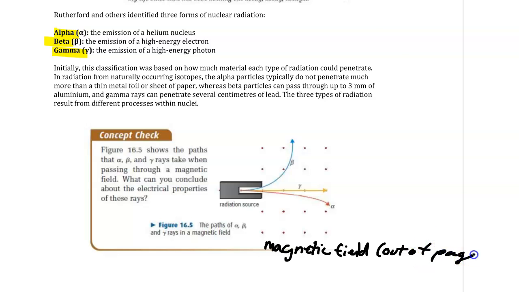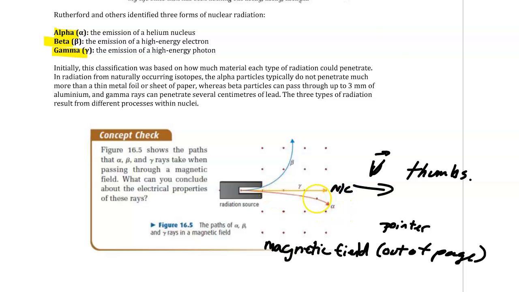And so we use our pointer fingers for that. The initial velocity in all three cases is this direction, and so we use our thumb for that. And we see the gamma radiation does not deflect, so it has no charge. The alpha particles bend this way, which corresponds with the thumb on the right hand, and thus indicating a positive charge.